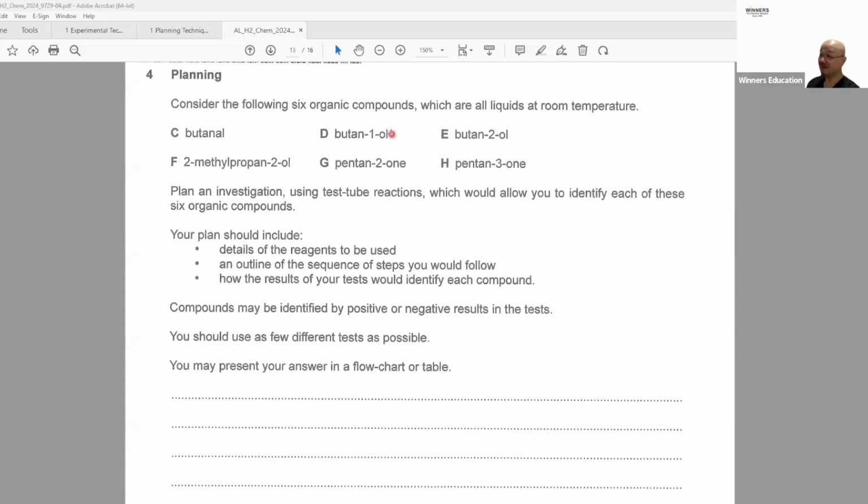Unless it's alkyl halide. Don't even have alkyl halide. Alkyl halide, then must do more steps, remember? Need to cool it down before. These steps are all short steps, so easy. Compounds can be identified, can be a positive or negative test. You should use as few different tests as possible. You might present your answer in a flowchart or table. You can do the way you want. So flowchart easier or table easier, you decide lah.